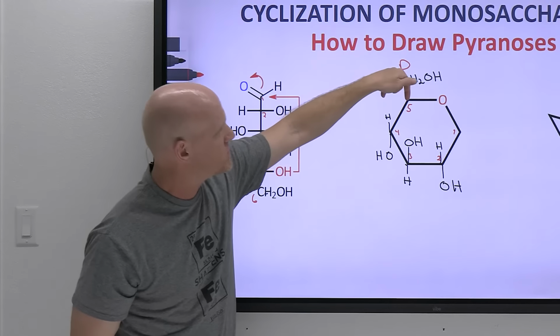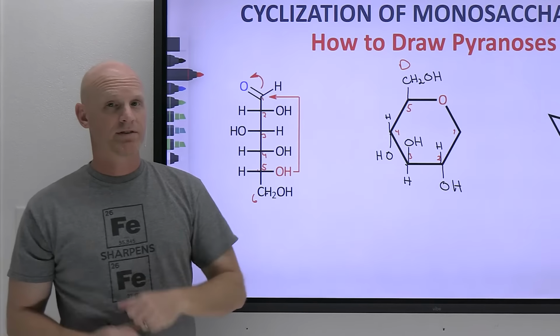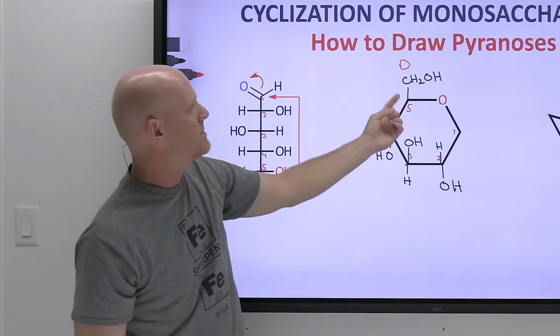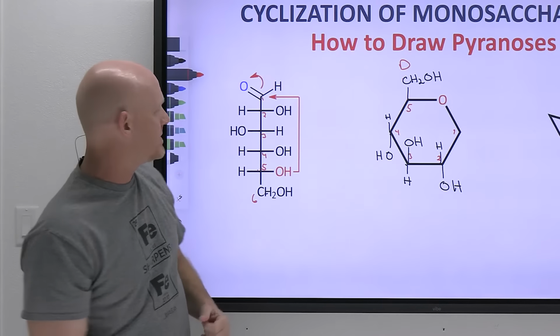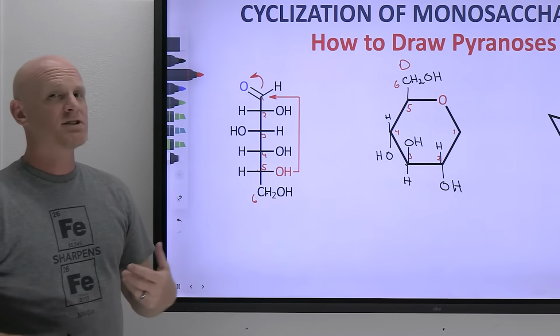Had we drawn this CH2OH group down, that would have reflected the mirror image. It would have been an L sugar instead. But when you look at a Haworth projection, if you see that CH2OH group pointing up, so for carbon number 6 in this case, that's the indication it's a D sugar.